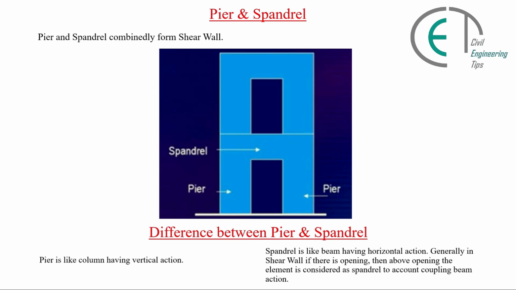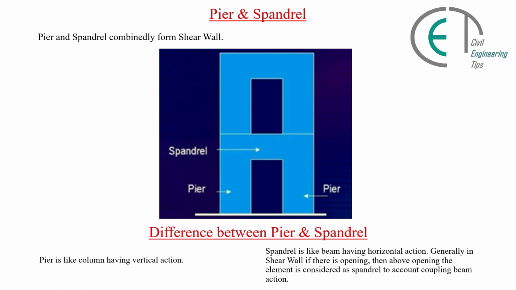Before we label the pier and spandrel, we need to know the definition of pier and spandrel, what they actually are. Pier and spandrel combined form a shear wall. If we observe this figure carefully, we will understand that this is a lift core shear wall. These are openings and these are the vertical portions of the lift core, but this small portion is the horizontal portion. Similarly, if we go to the upper story, this is the vertical member and this small portion is the horizontal member of the lift core shear wall.